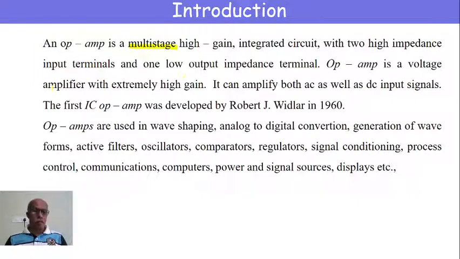is a voltage amplifier that amplifies the input voltage, that increases the strength of the input weak signal, and therefore it is said to have extremely high gain. Gain is the ratio of output voltage to input voltage. Since it has been amplified, the strength has been increased and therefore the gain is said to be extremely high. It can amplify both AC as well as DC input signals.